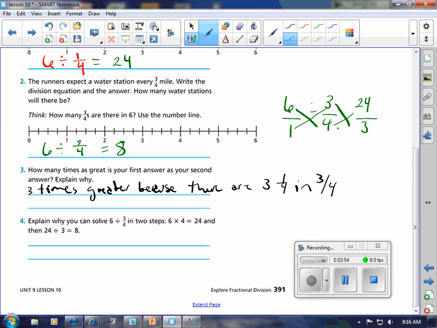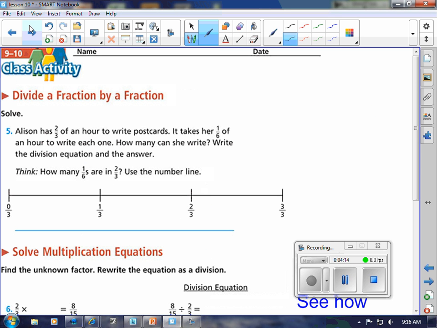Okay, so explain how we can solve 6 divided by 3/4 in 2 steps. 6 times 4 is 24, okay, and then 24 divided by 3 is 8. 6 times 4 gives the number in fourths, and then that number divided by 3 is what actually 3/4 is. All right, so let's move on.